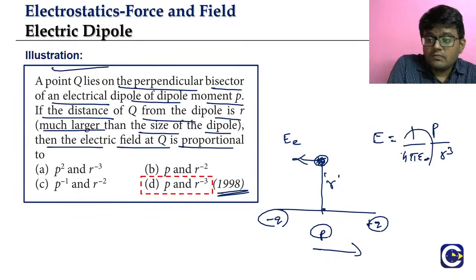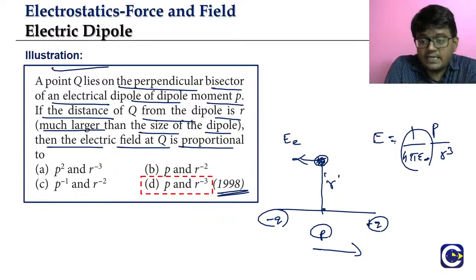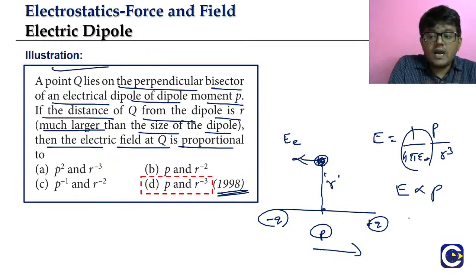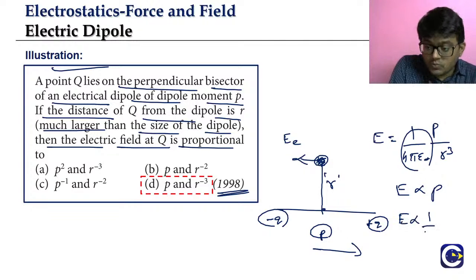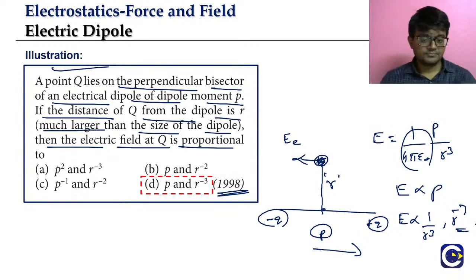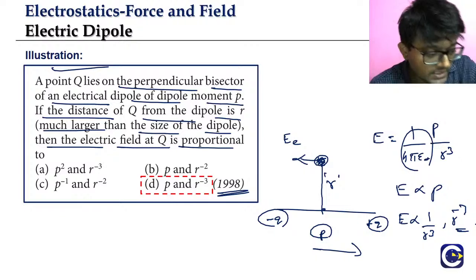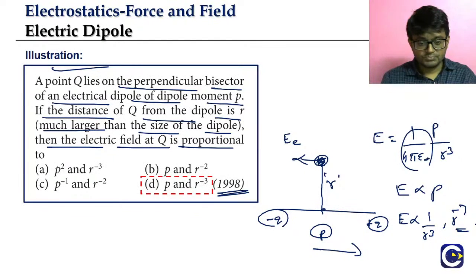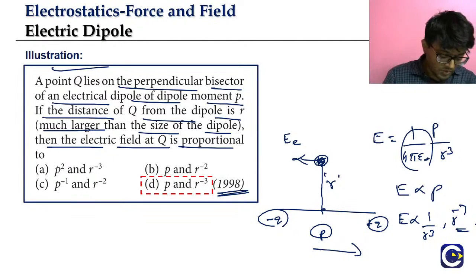Look, 1 by 4 pi epsilon naught, what does it mean? It is a constant, right? So E is proportional to P. Similarly, E is proportional to 1 by R cube, or we can say R power minus 3. So what is the correct answer? Option D, right? Look, what is the correct answer? E is proportional to P, and E is proportional to 1 by R cube, or R power minus 3. Okay?